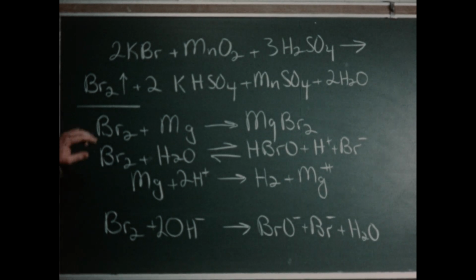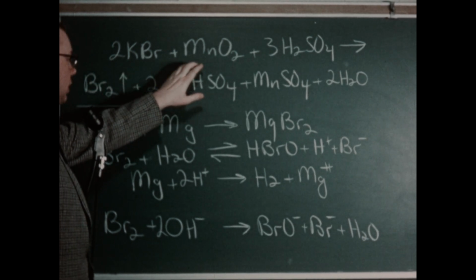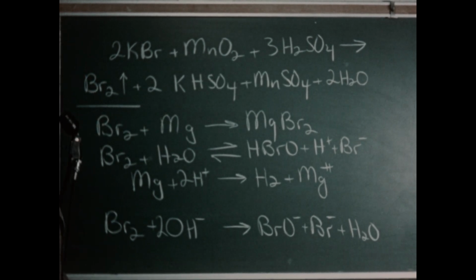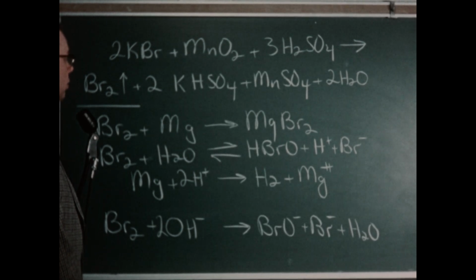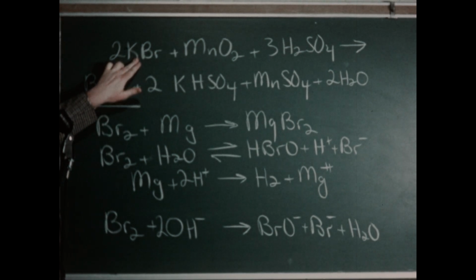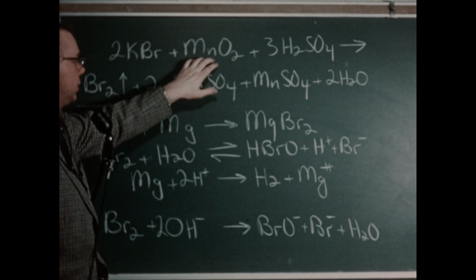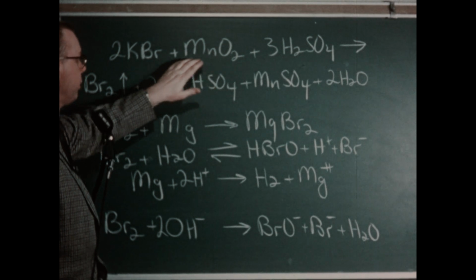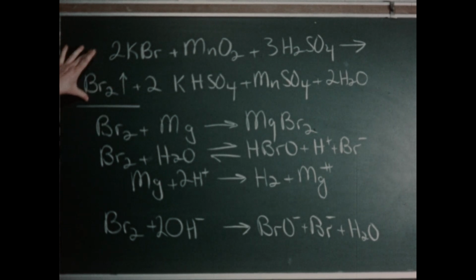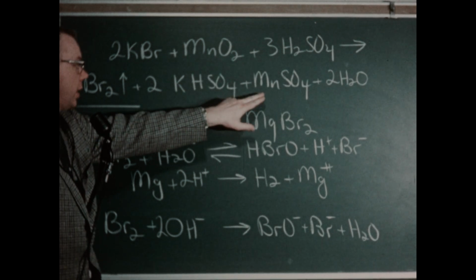In the retort, we prepared bromine by reacting a mixture of potassium bromide, manganese dioxide, and sulfuric acid. Actually, the reaction probably takes place in 2 steps, with the first step being the reaction of the sulfuric acid with the potassium bromide to produce some hydrogen bromide, and then a reaction of the hydrogen bromide with the manganese dioxide to produce bromine. However, the overall equation, which we would get by adding those 2 equations together, is given on the board. The products being bromine, potassium hydrogen sulfate, manganese sulfate, and water.